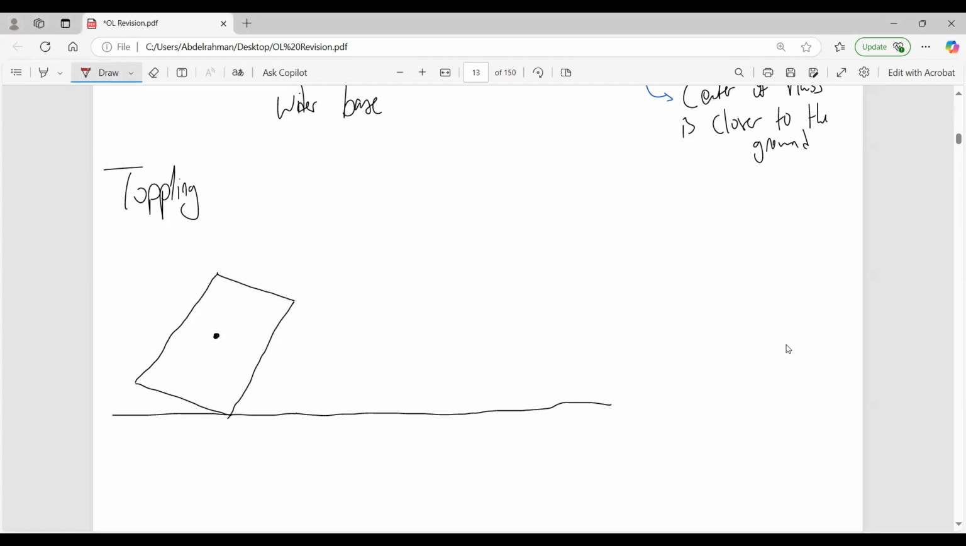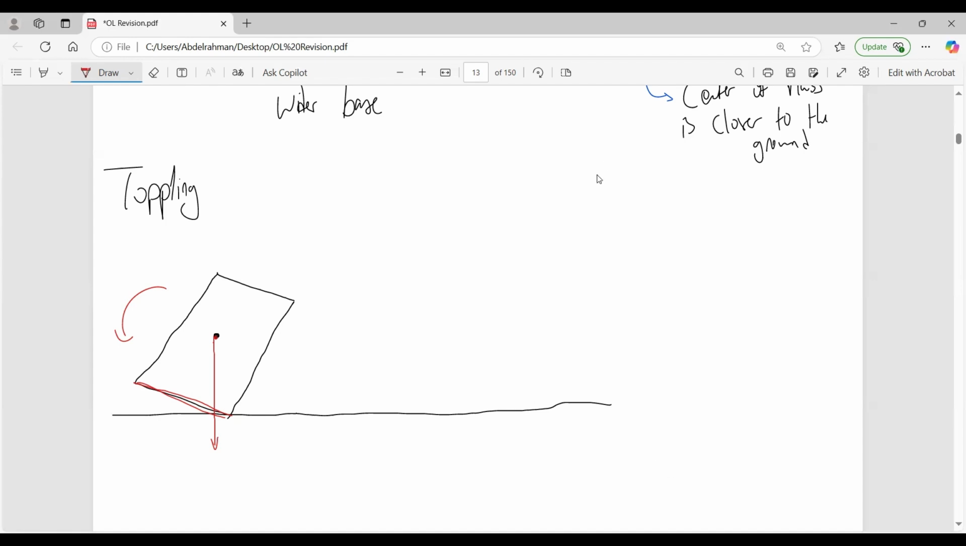All you need to do is draw a straight line from the center of mass, straight line downwards. Okay, this line is now crossing what? It's crossing its own base. So it's crossing the base of the object. So it wouldn't topple, it wouldn't be tipped over. It will be stable, kind of. But it will not tip or topple over to the right side.